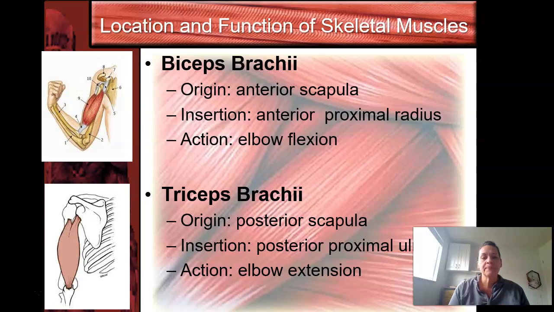Okay? So first we have the biceps brachii. The origin is the anterior scapula, okay? And the insertion is proximal radius. The action is an elbow flex. So the crease of the elbow flexes, okay? Triceps brachii. The origin is the posterior of the scapula, and the insertion is the posterior of the proximal ulna, okay? And that is the elbow extension. Stop and fill in as you need to. I'm just going to keep going.